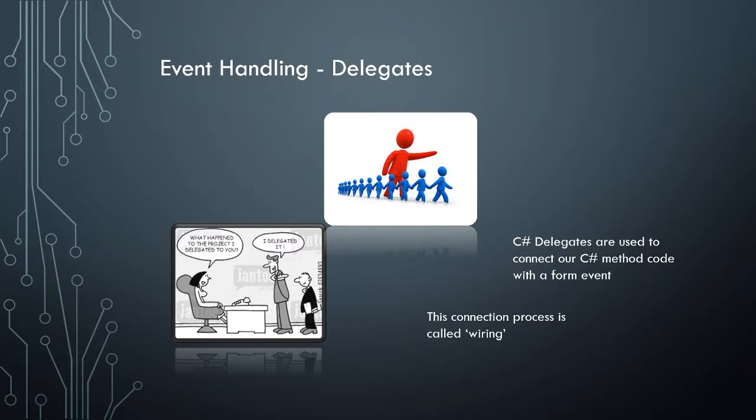Whenever we create a connection in C#, we're going to use a C# code concept called a delegate. We're going to use this to connect our method that we coded with a form event. And creating this connection using this delegate is called wiring. So we're going to be wiring our code to that event.